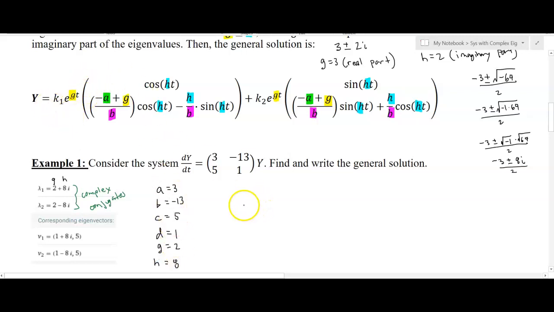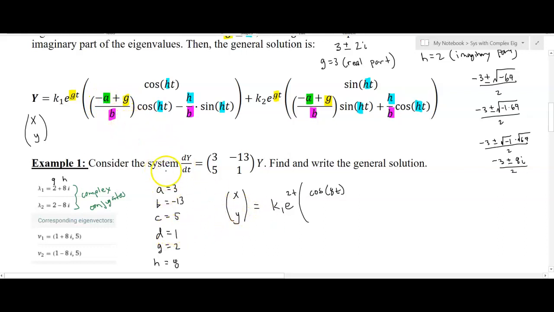So now really what this boils down to is plug and chug. The y vector, recall, is just our two dependent variables, so x and y equal. Now we can start plugging things in. We'll have k1, our arbitrary constant, e to the 2t, times, inside the parentheses for the x component, cosine of 8t, since h is 8. And for the bottom component, we'll have negative a plus g over b.